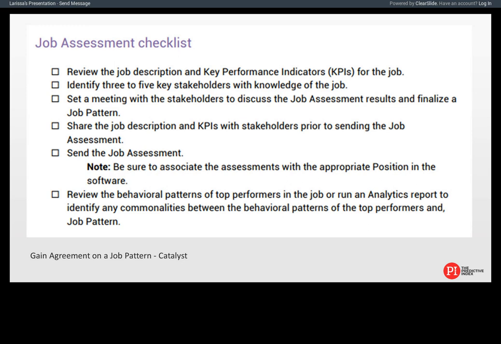Another piece that you can do as well is to review the behavioral patterns of the top performers that are in the job. Now, if you're not familiar with what that is, you can utilize me, you can utilize your consultant. We geek out on that kind of work. So absolutely call us to help with that. We can run an analytics report to identify what's common between your top performers now and make sure that aligns with what you've created for your job assessment.